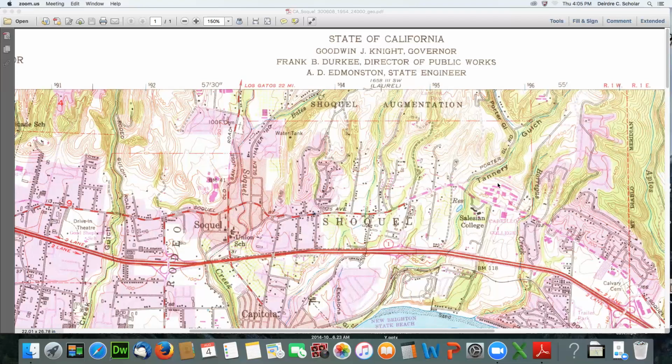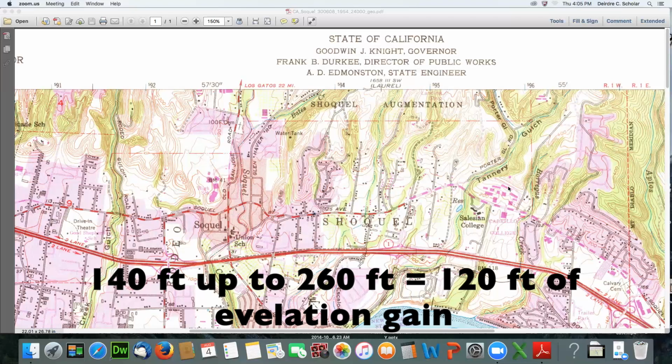So if you were actually to walk from, say, Lower Campus down here across Soquel Drive and to the uppermost building on our current map, how much elevation would you have gained by walking up that hill? So you're going from 140 feet up to 260 feet, which is a gain of 120 feet. So we can just simply do a subtraction of 260 minus 140, and we get 120 feet uphill that you would have to walk.